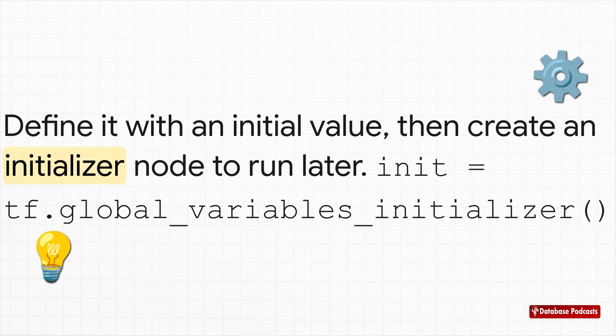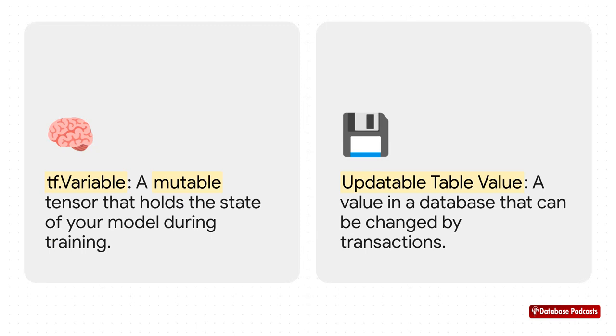Now here's a key difference with variables. There's an extra step. You give it a starting value, sure, but you also have to add this initializer operation to the graph. This is a super important concept. You have to remember to explicitly run this initializer later on to actually set the variable's starting value before you can do anything with it. So, to bring back our database analogy, a TF variable is pretty much like a value sitting in a table cell. It has a state that sticks around inside a session, and different operations can come along and update it, just like how different transactions can update a row in your database.